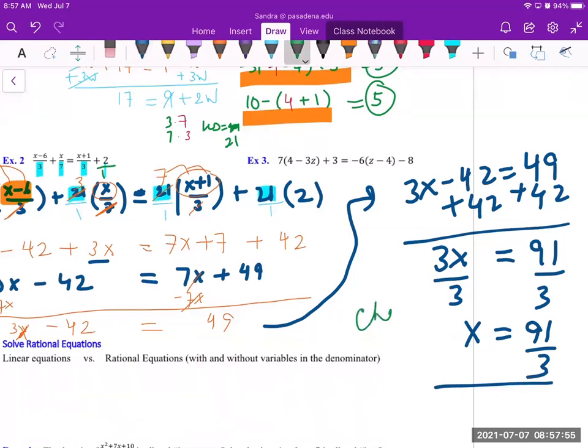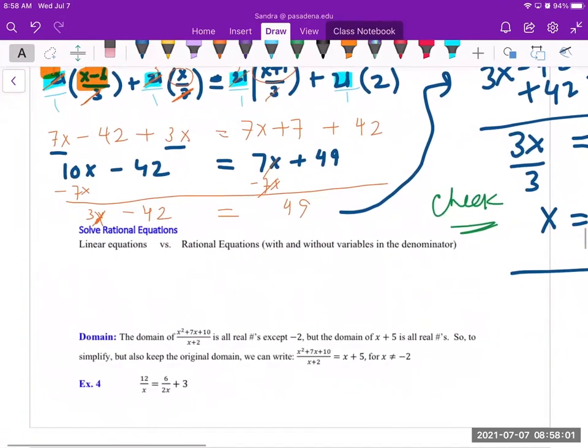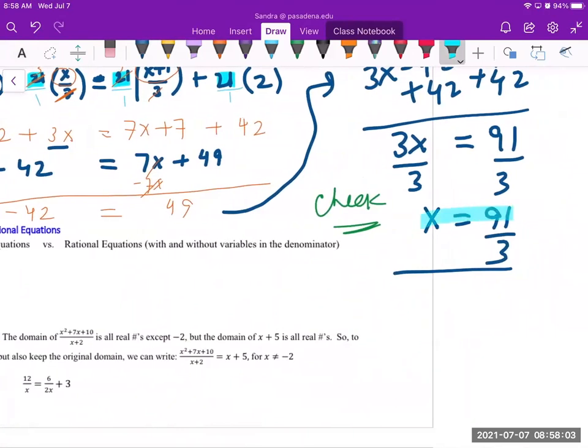You guys will have to do the checking on your own. And that will be the answer. I'm sure that this is the answer, but make sure you check because you don't want to struggle on your test. By checking, okay.